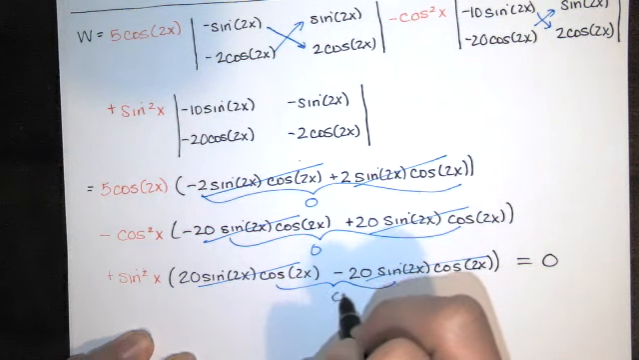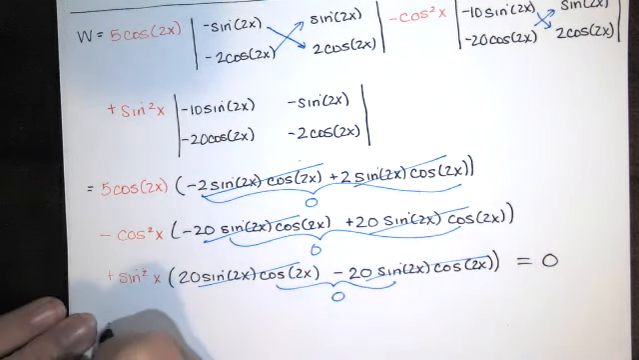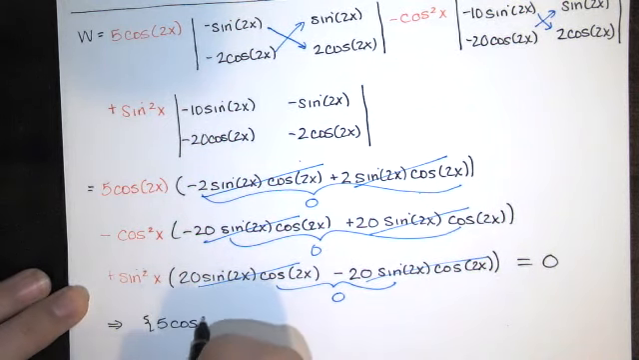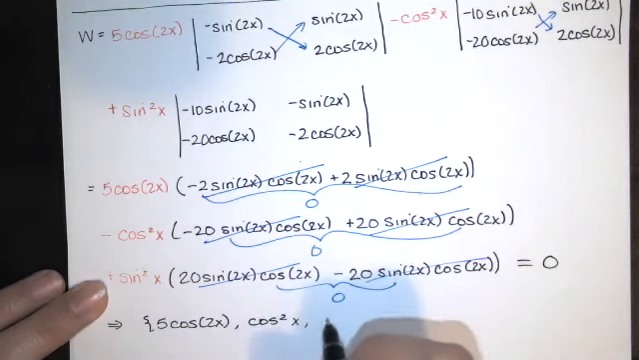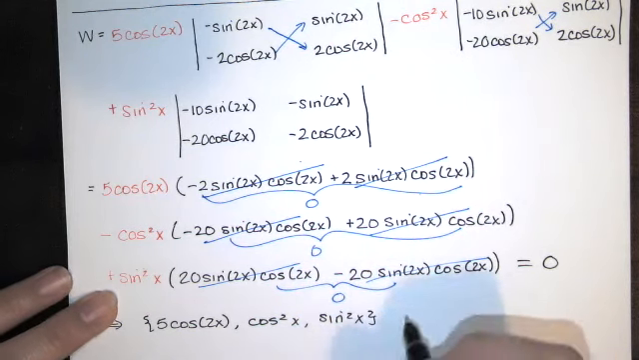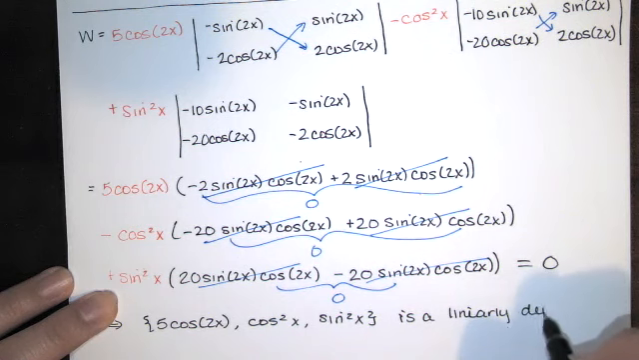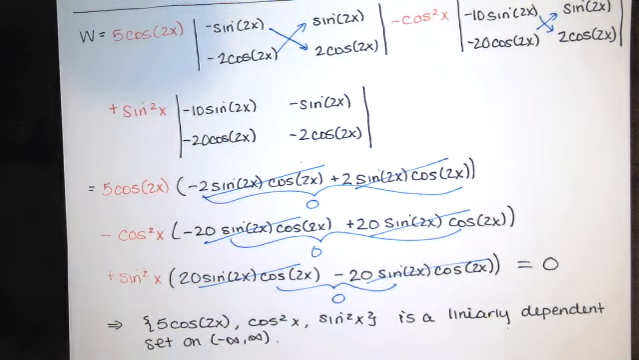So I have something times 0 minus something times 0 plus something times 0, which is, of course, 0, which means that the functions that we started with form a linearly dependent set, on the interval from negative infinity to infinity.